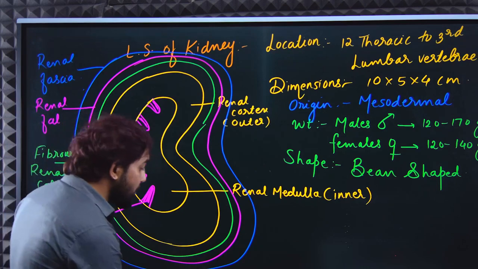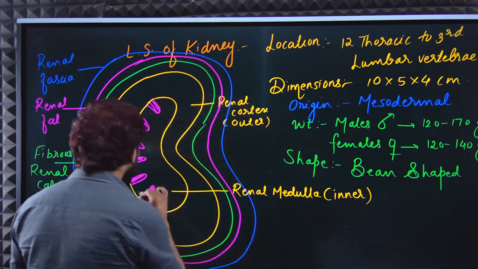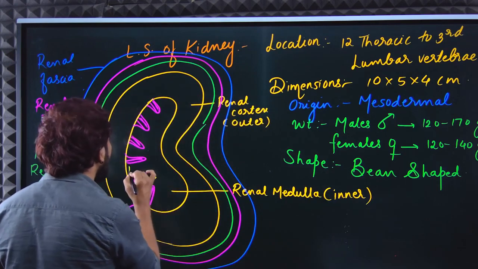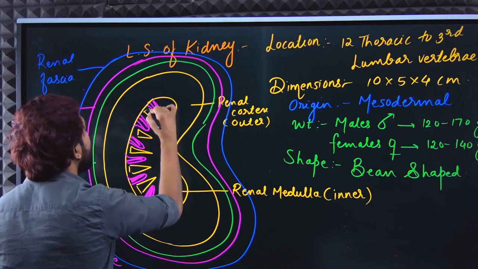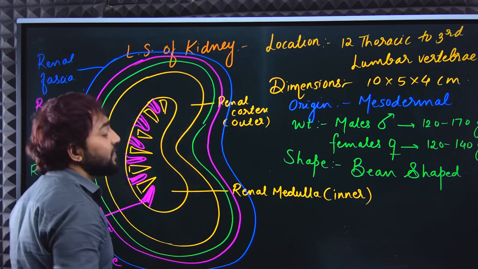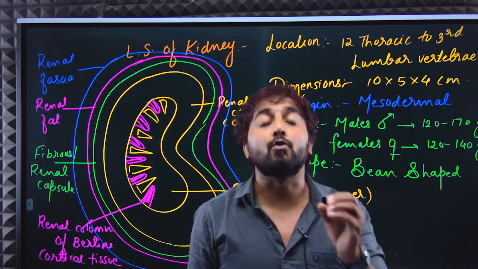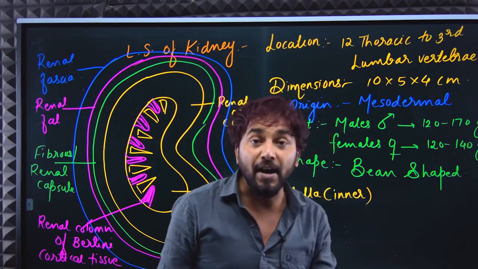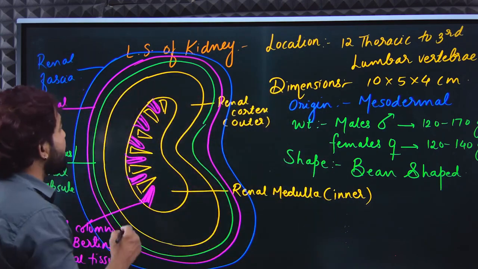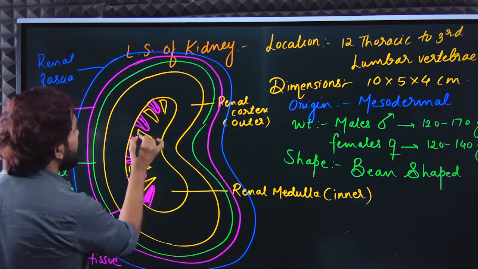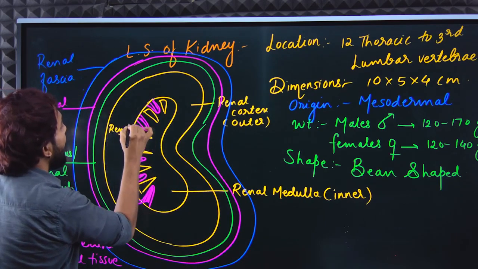In between this, you have such structures. These are the renal pyramids, and the number of renal pyramids can be between 7 to 18 in a single kidney. So these structures in this yellow color are the renal pyramids.